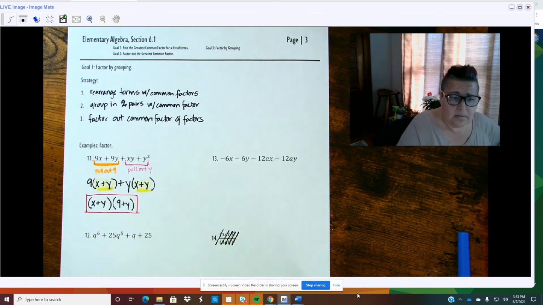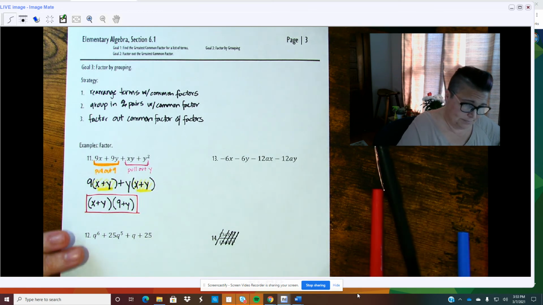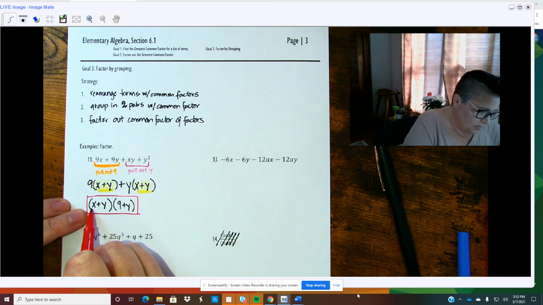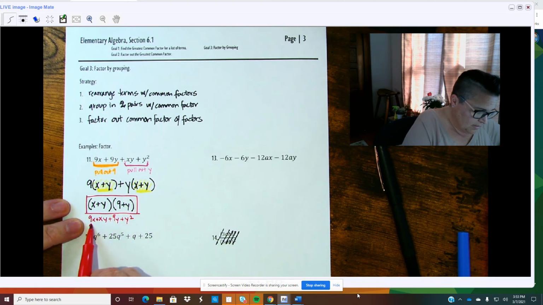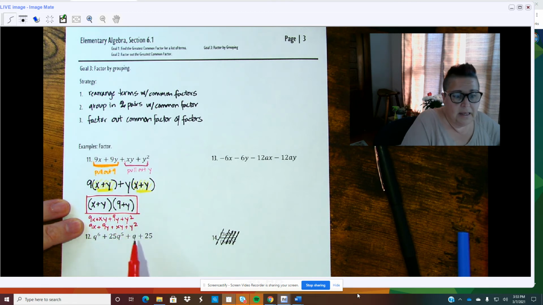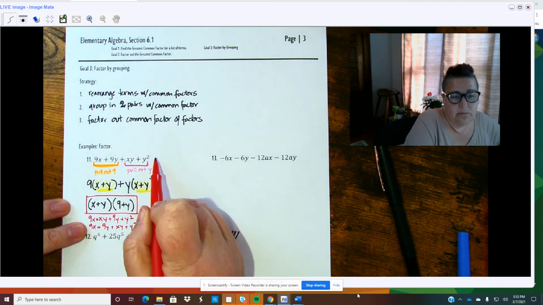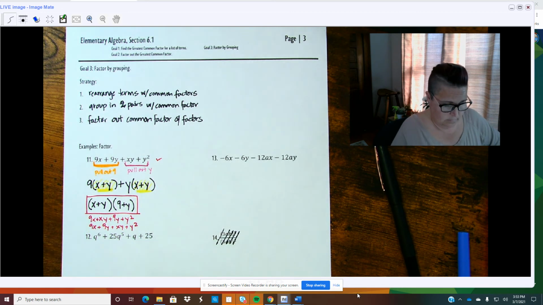Right? If I want to check it, basically I'll do the first, that's 9x. I'll do the outside, that's xy. I'll do the inside, that's 9y. And I'll do the last, that's y squared. If I rearrange this, I do get 9x plus 9y plus xy plus y squared. And that is exactly what I started out with here. Okay?